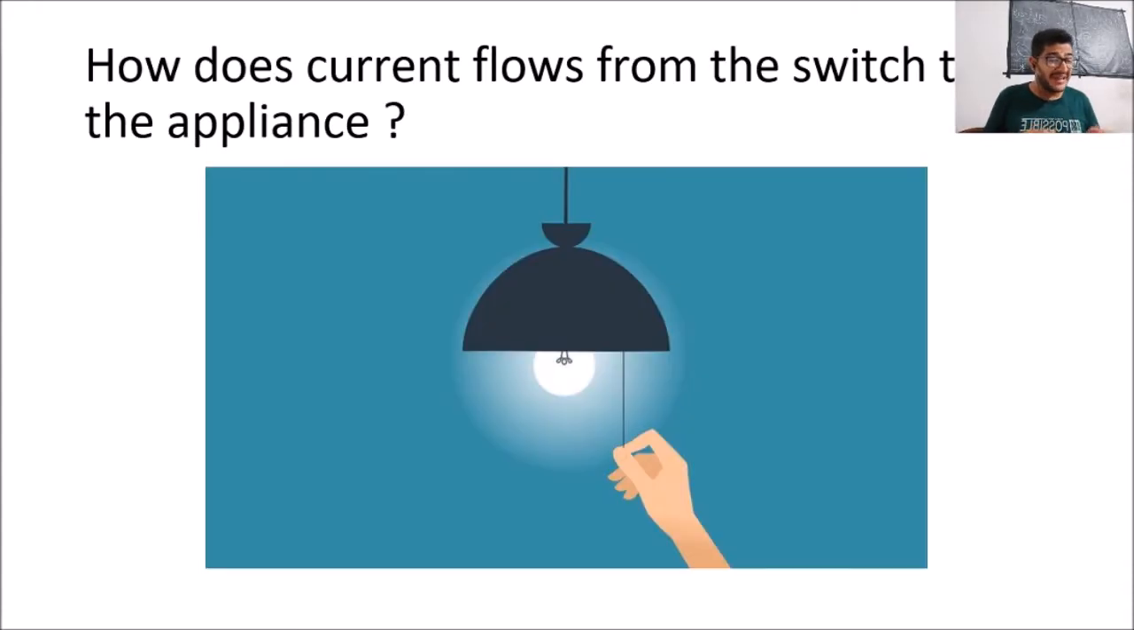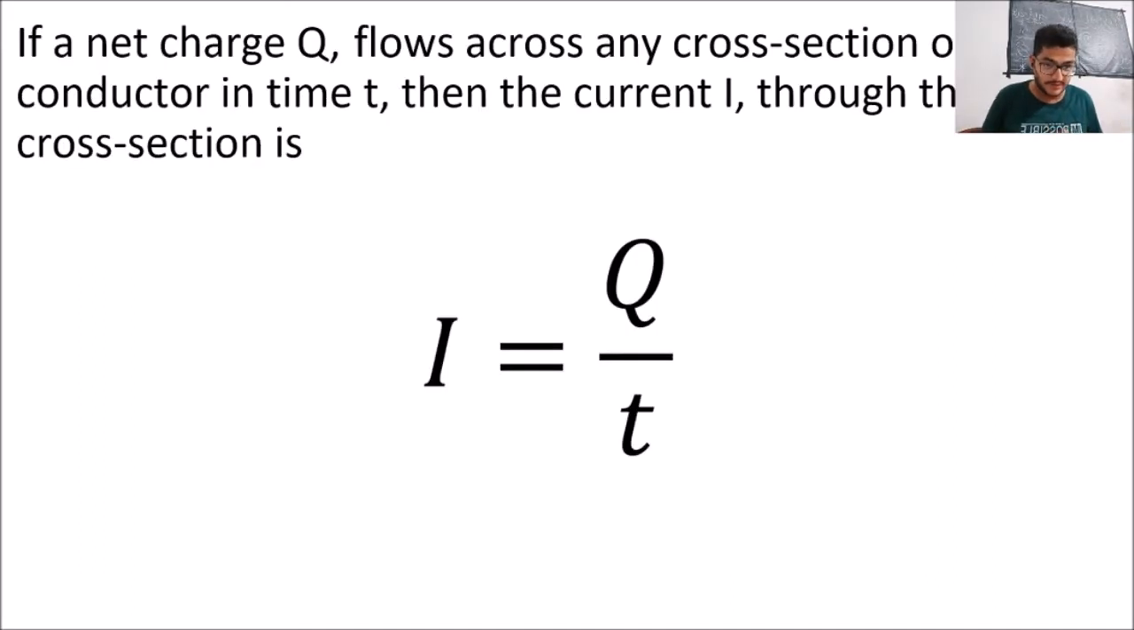But what is the reason that the current from the switch to the appliance goes on? How is it created? How is it generated? This is the basic simple question you can ask.